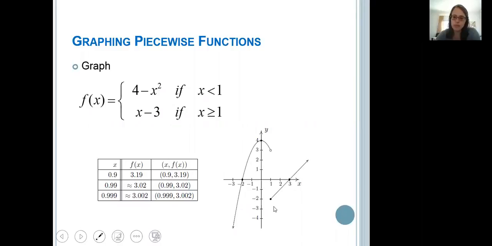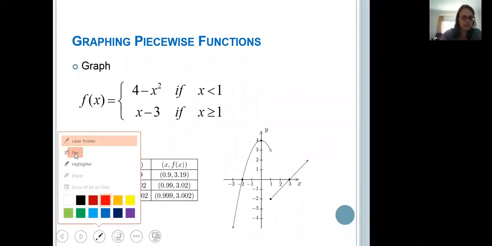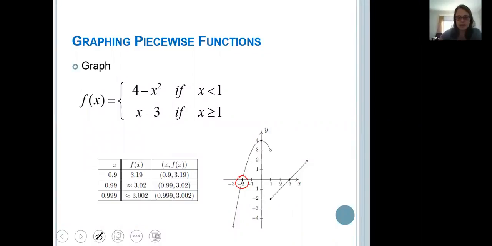Now, I want to talk about some special points, and they're highlighted on this graph. This guy and this guy are special points. What's special about them is these are the points where the function crosses the x-axis. Remember that for every point on the x-axis, the y-coordinate of that point is 0. So these are called the x-intercepts, or sometimes we call them the zeros of the function.